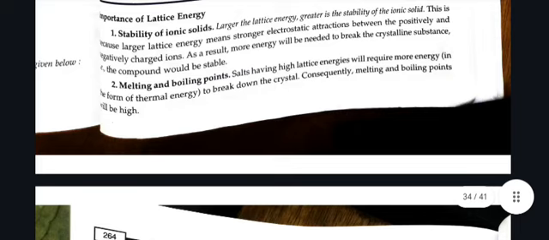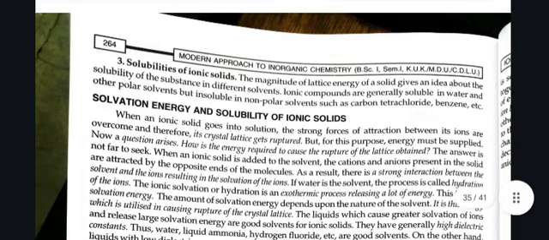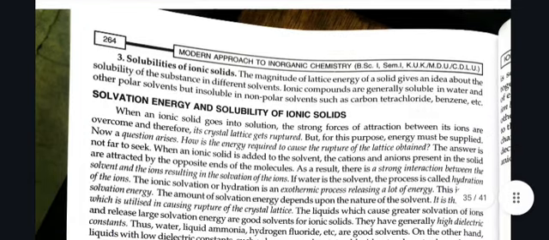Melting and boiling point. Salts having high lattice energies will require more energy to break down the crystal. Consequently, melting and boiling points will be high. Solubilities of ionic solids. The magnitude of lattice energy of a solid gives an idea about the solubility of the substance in different solvents. Ionic compounds are generally soluble in water and other polar solvents, but insoluble in non-polar solvents such as carbon tetrachloride, benzene, etc.